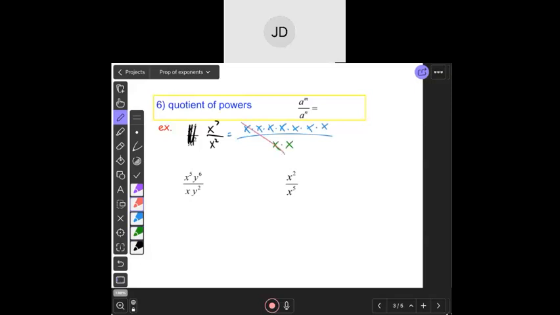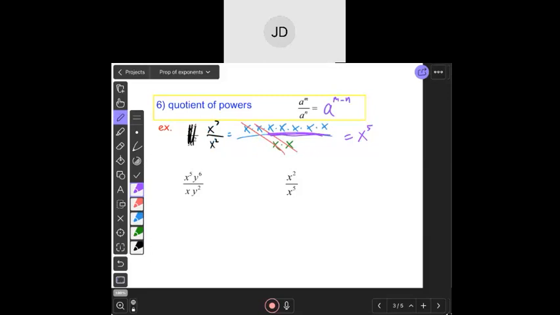This is a fraction. We always talk about reducing fractions. I can take an x out, take another x out. What am I left with? 5 x's. That's x to the 5th. How did we go from x to the 7th over x squared to get x to the 5th? How do we go from 7 and 2 to get 5? Yep, we subtracted the exponents. This is just a to the m minus n.